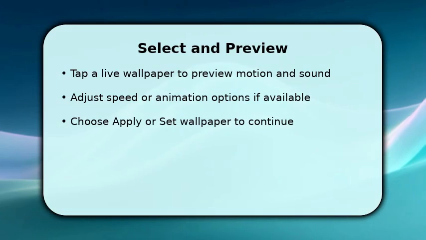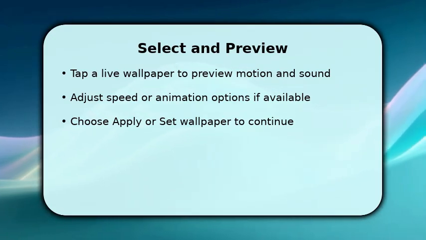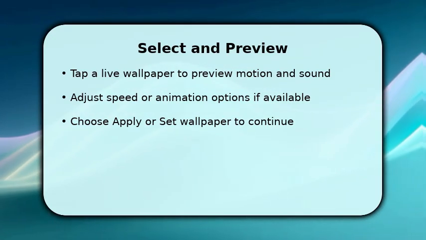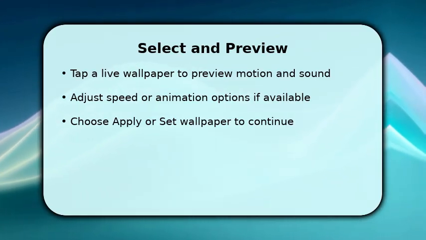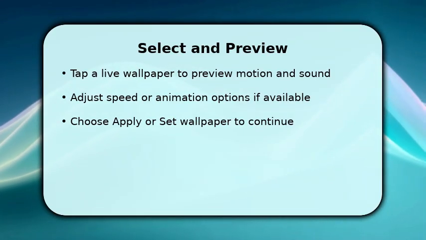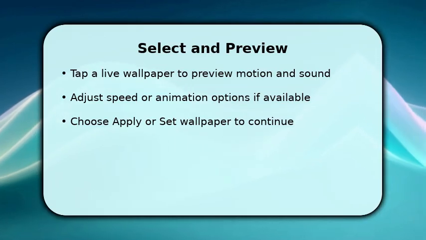You'll tap any live wallpaper to open its preview. Watch the motion and listen for sound so you know how it behaves on your device. Next, adjust available options like playback speed, loop behavior, or whether sound is enabled. These settings affect battery and performance.